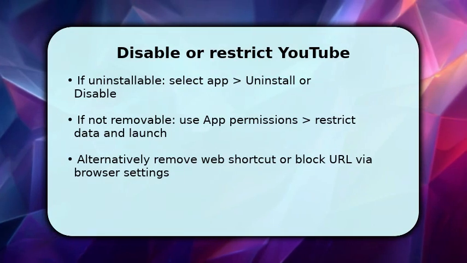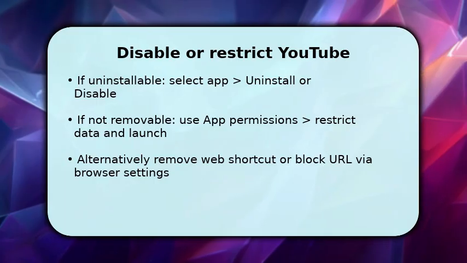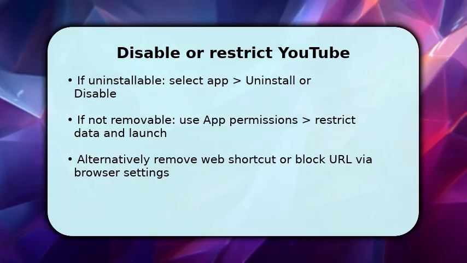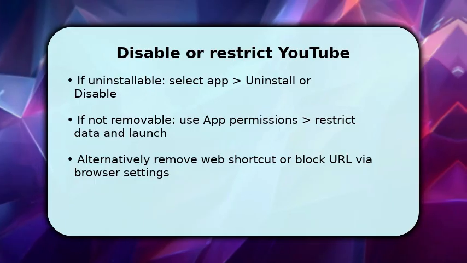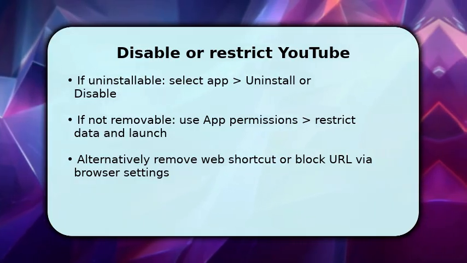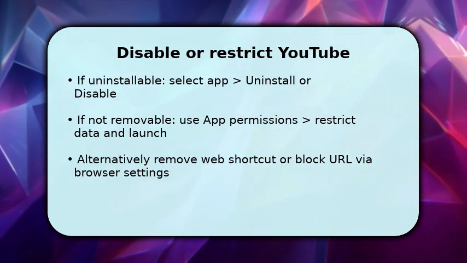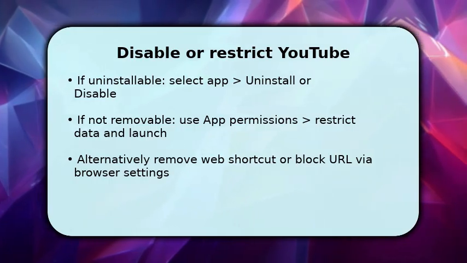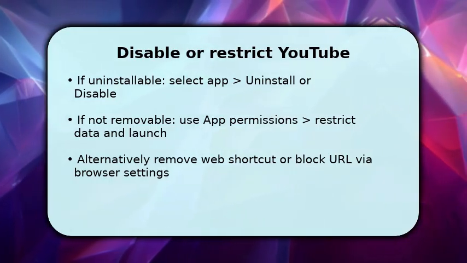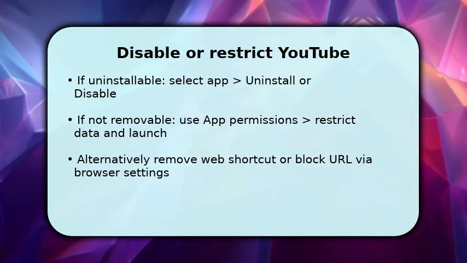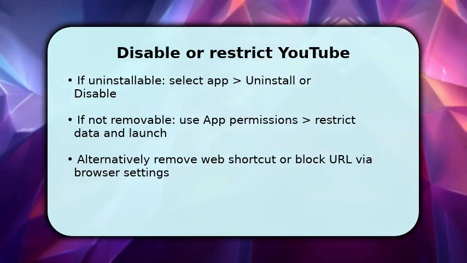You now perform the core disabling actions. If the YouTube app shows uninstall or disable, choose disable to stop it from running. Do this to prevent background updates and shortcuts. If the app cannot be removed, open app permissions and revoke network and storage access so it cannot play content. Make sure to clear defaults and stop auto-launch.